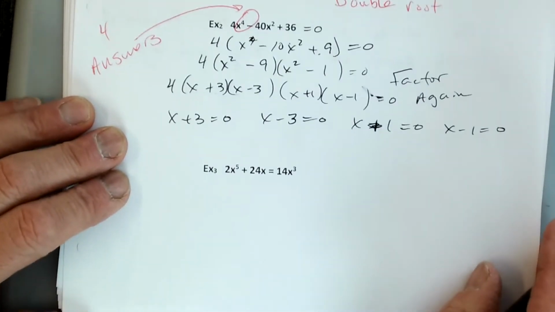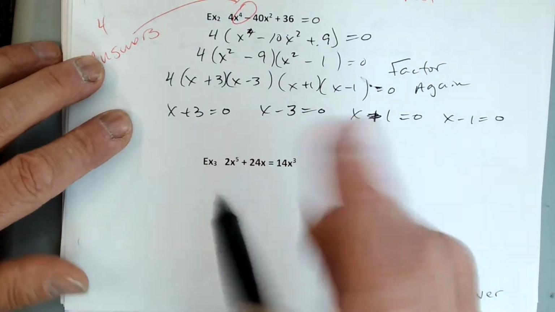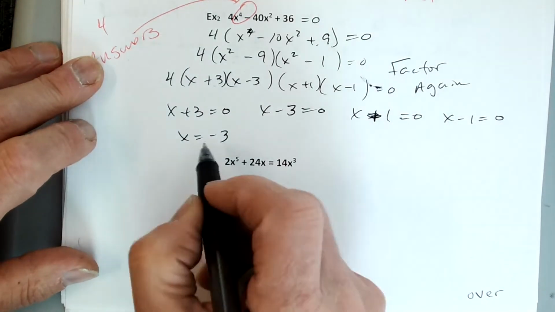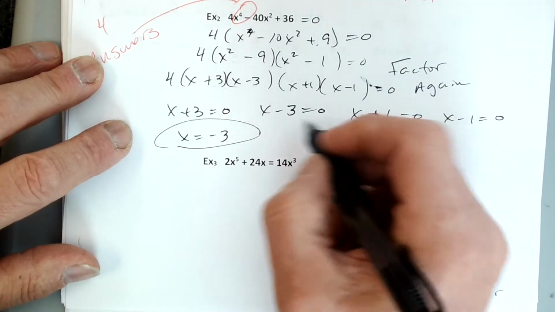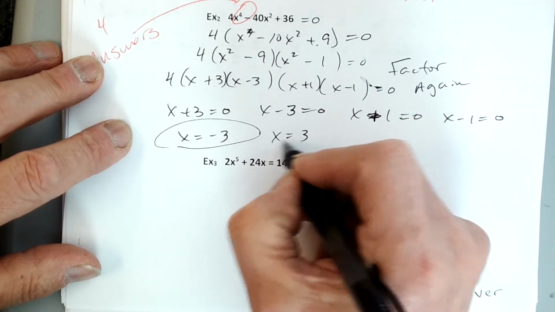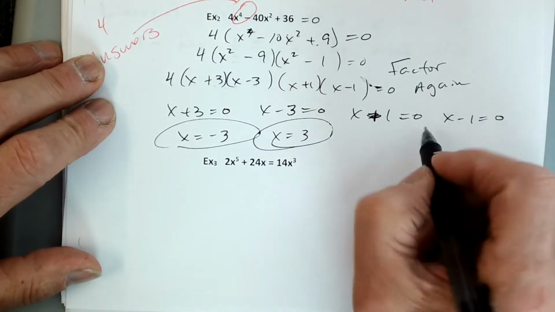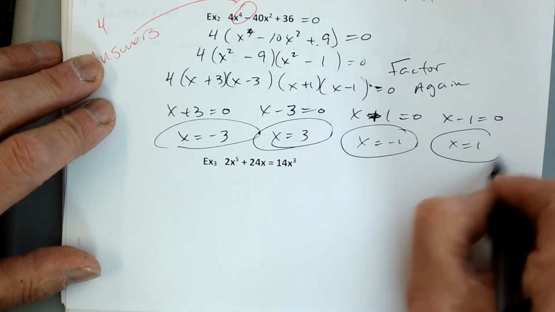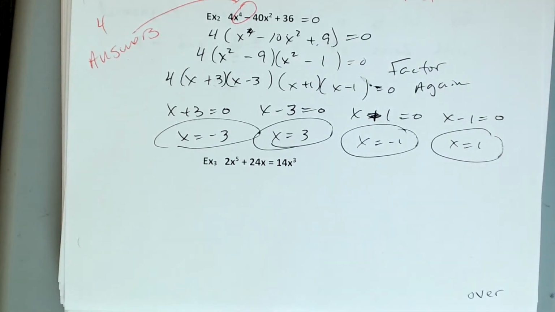And then the mini equation is pretty easy. Minus 3, minus 3. First answer, x equals negative 3. Boom. Plus 3, x equals 3. Boom. Minus 1, x equals negative 1. Boom. Plus 1, x equals 1. Boom. So I got 4 answers, didn't I?